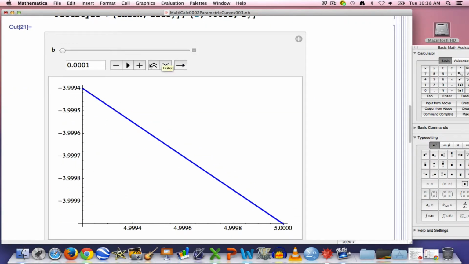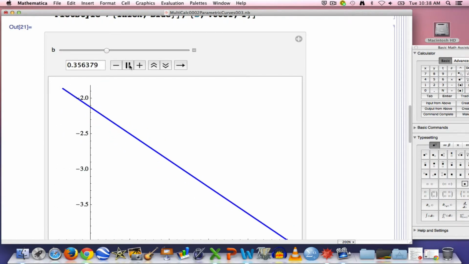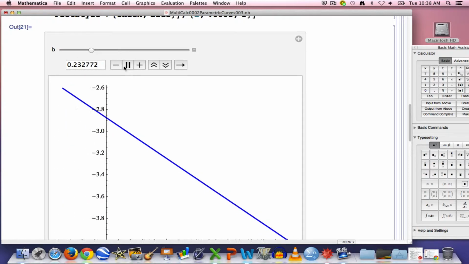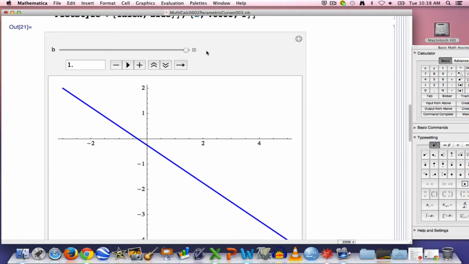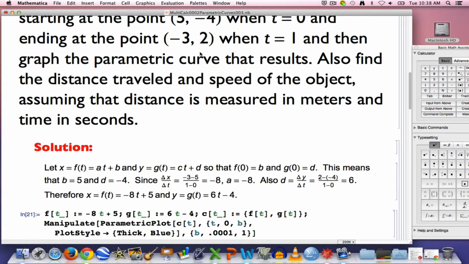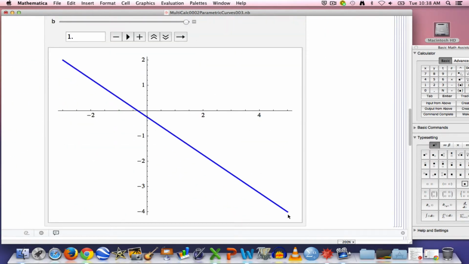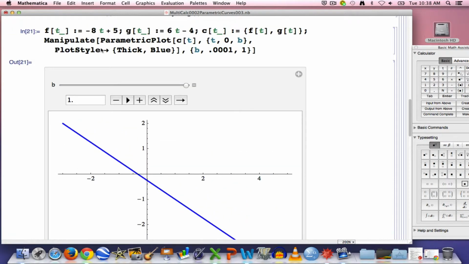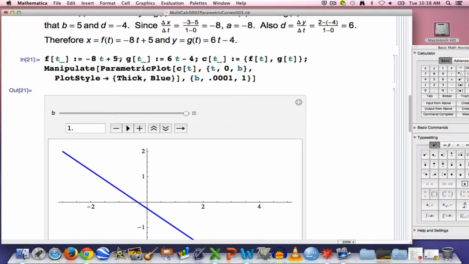You see right away it's a very small piece of the curve, and the scales are going to change as we go on here. It's running a little slow here on me. Hang on. Let's pause it. Here's the final curve. We started at the point 5, negative 4, and went to the point negative 3, 2. 5, negative 4 is down here in the lower right. Negative 3, 2 is up here in the upper left. So we were traveling from lower right to upper left. But it was a very jerky kind of motion.